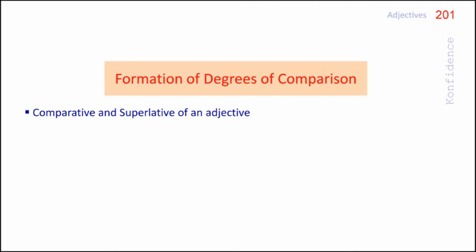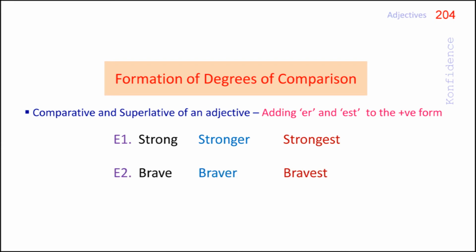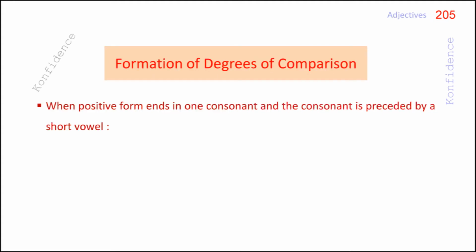The comparative and superlative of an adjective are usually formed by adding er and est respectively to the positive form. The first example shows this. In the second example, the adjective brave ends in e. When the positive form ends in e, only r and st are added to the positive form to get the comparative and superlative.